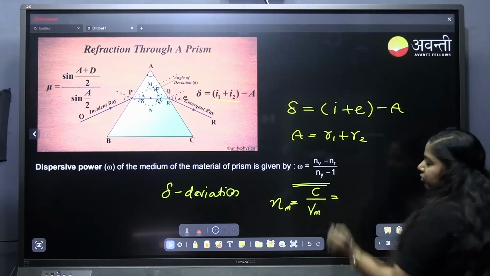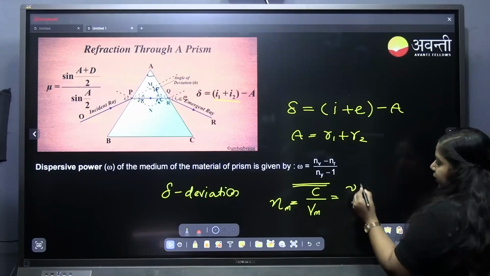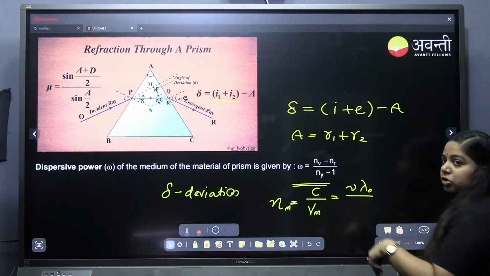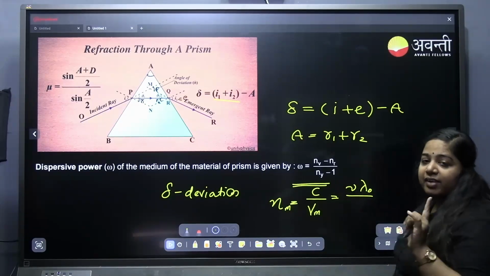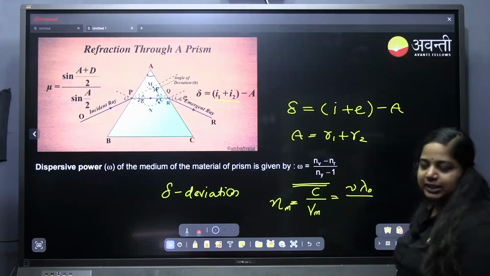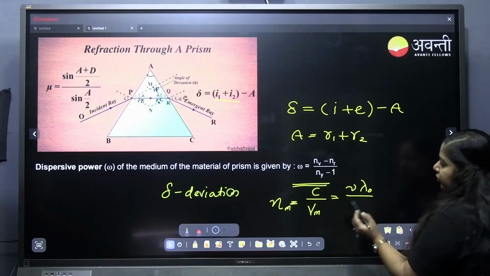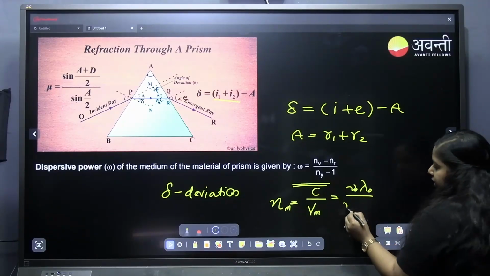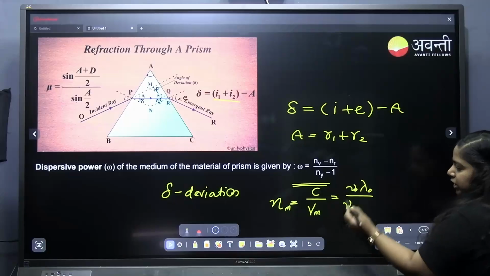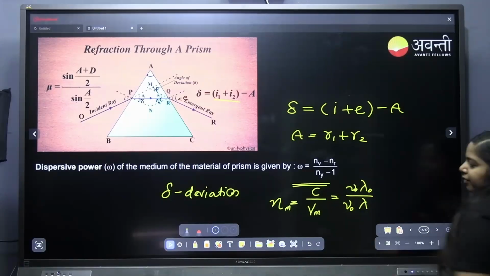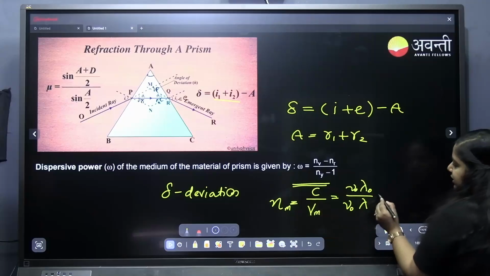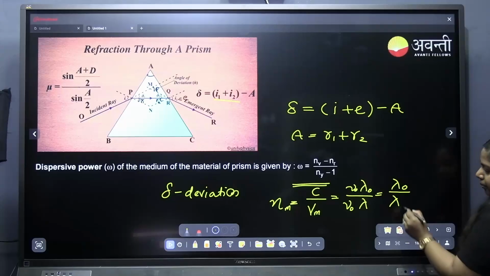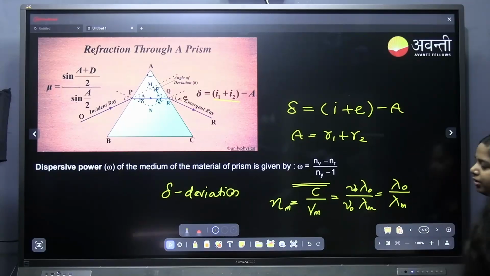So velocity of light, how can we write? Frequency into lambda. Frequency won't change when the medium is changed. Wavelength will change. That's why velocity is changing, right? So C equal to nu naught lambda naught, frequency and wavelength in vacuum. Frequency will not change in the medium, so it will be nu naught, but lambda will change. Therefore, we can say refractive index is also equal to lambda in vacuum divided by lambda in medium.